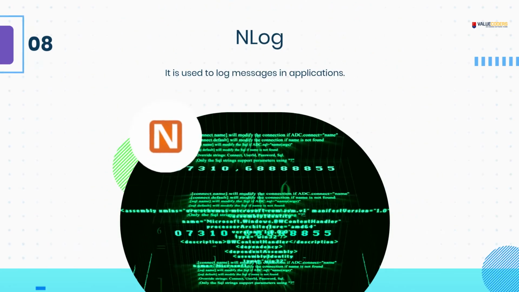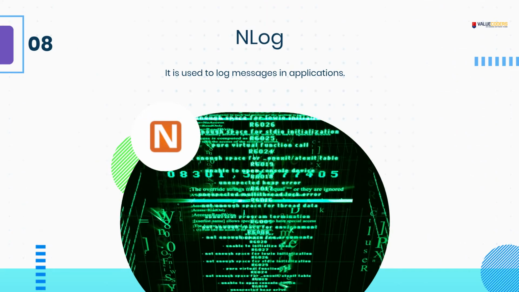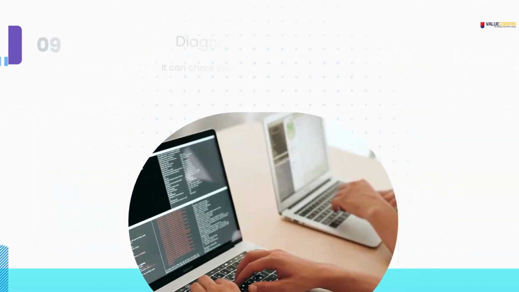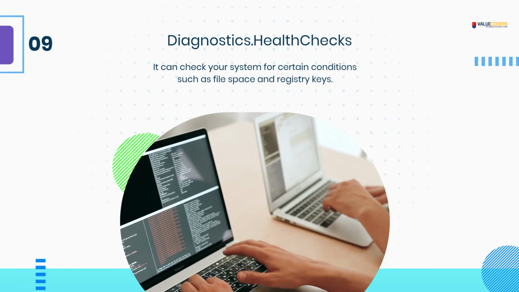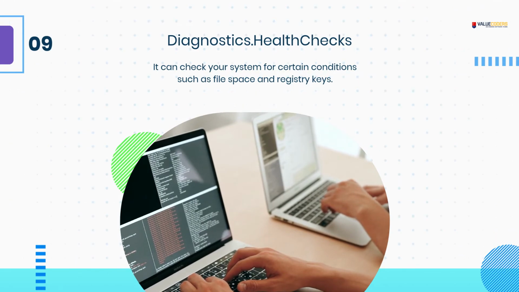The log library can be used to log messages in applications. The logs contain debugging information that is helpful for finding and fixing bugs. It is a package that can check your system for certain conditions such as file space and registry keys and warns you if they are detected.